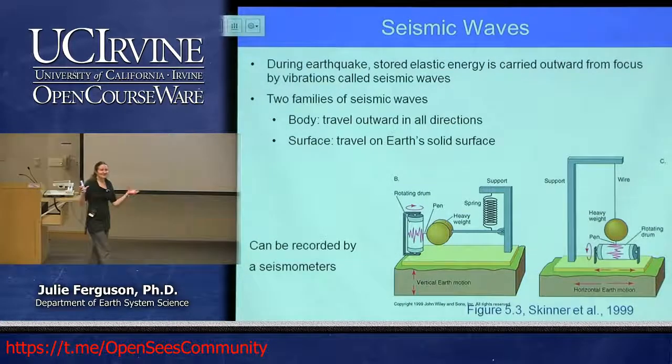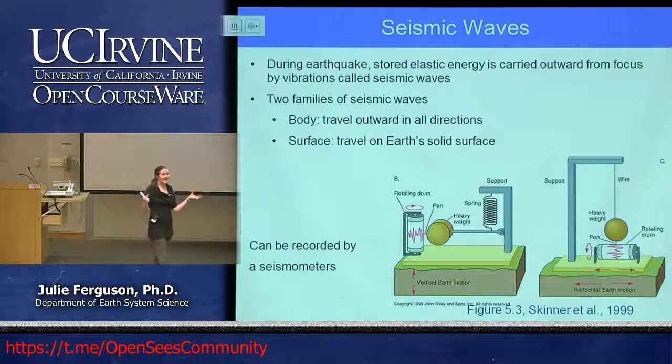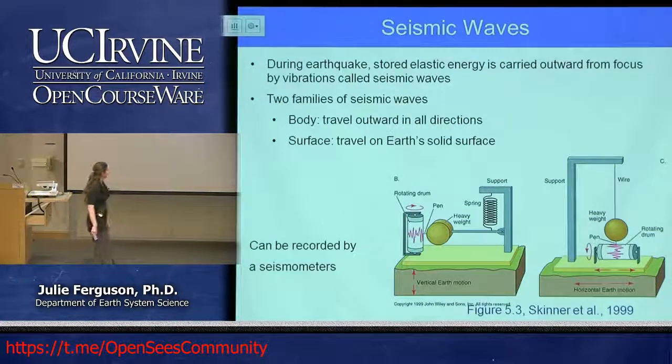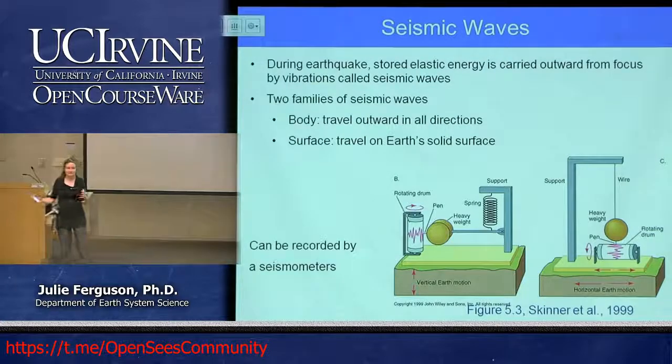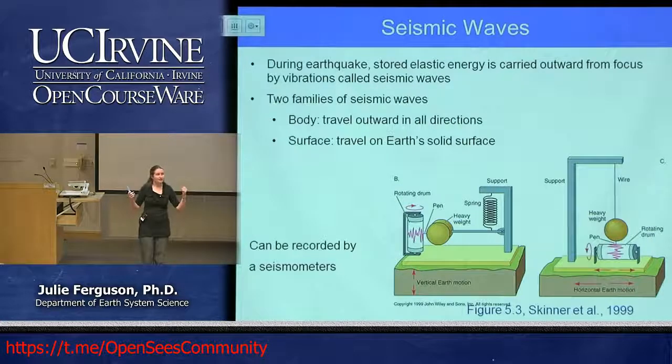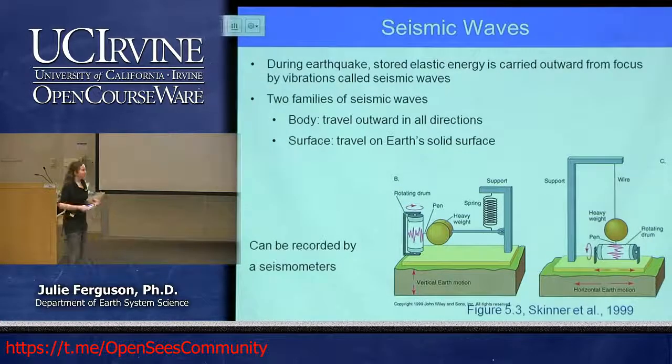Okay, so that was the last big earthquake in the LA area, and it did a lot of damage, and it killed people, unfortunately. And really what is damaging is this energy that is being released and sent out in the form of seismic waves. That's what causes the shaking that we experience.